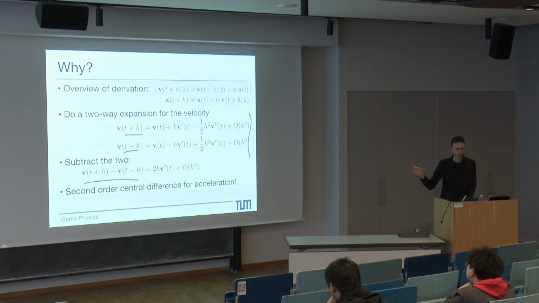And because now all the terms are the same, apart from these uneven ones, most of them cancel out. So what we're left with in this difference is that this one will cancel out, the second order term will cancel out, and we're just left with 2 times the term of the first derivative of the velocity, the acceleration in this case.